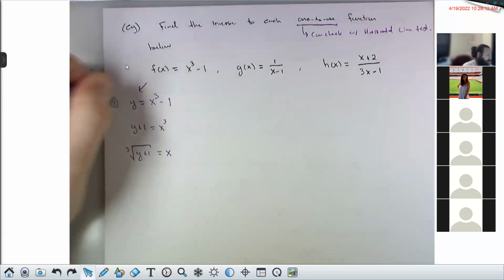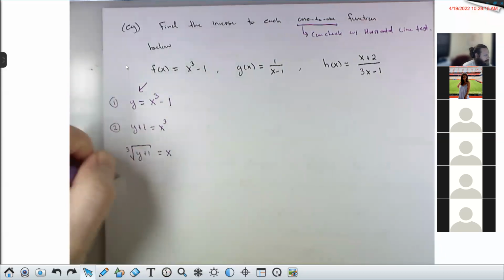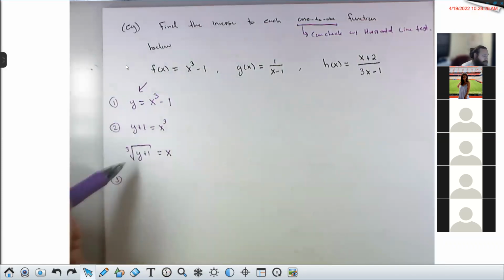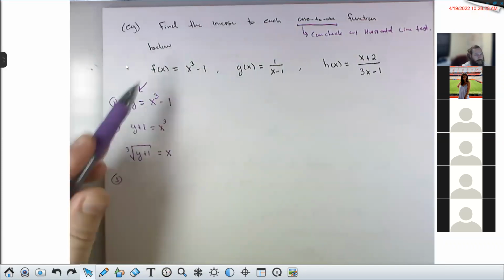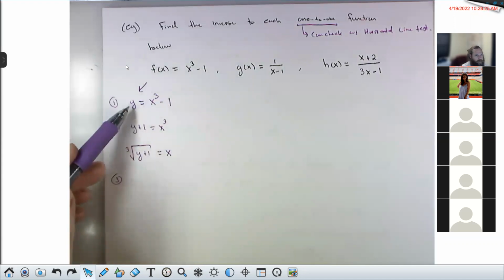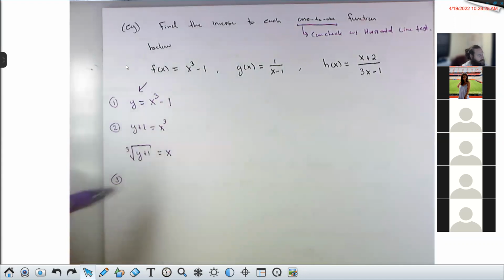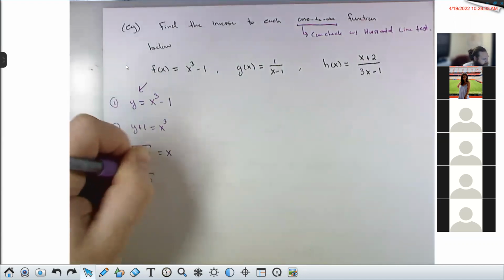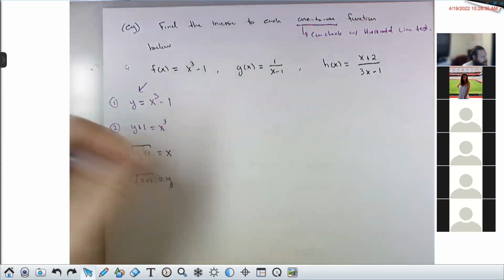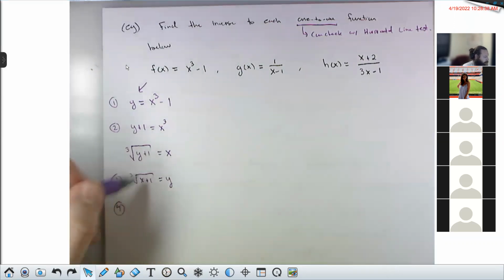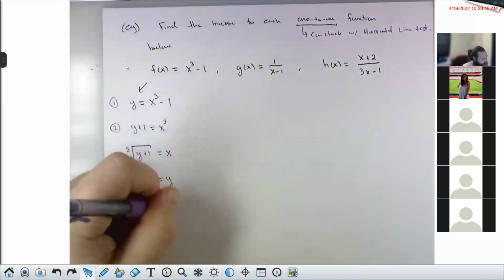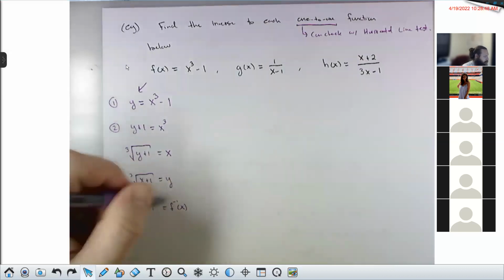This was like our step 1, and this was like our step 2. Our step 3 was to swap x and y, and you should do that after solving for x. So first, plug in y for f of x, then solve for x, then swap x and y. So I can write the cube root of x minus 1 equals y. And then finally, after you swap x and y, you can write f inverse for y. So this will be the cube root of x minus 1 equals f inverse of x. And that's your inverse function.